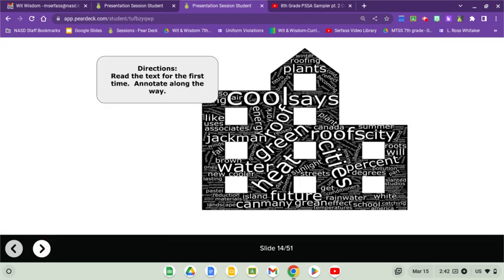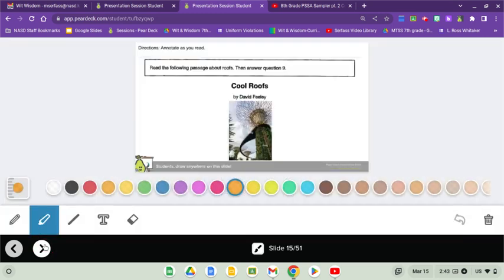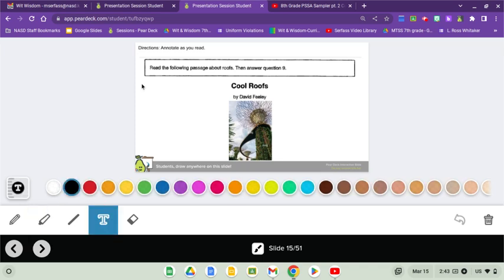Let's get into it. Slide 14. There's that word cloud again. Now, as we read along, we're going to be annotating. One of the things that I've been doing while we go through some of these audio is I've been highlighting all of the adjectives as we go along. I would like you to do the same. So whenever you see an adjective, I'd like you to highlight it. And an adjective, we can highlight it, or we can put a note here.